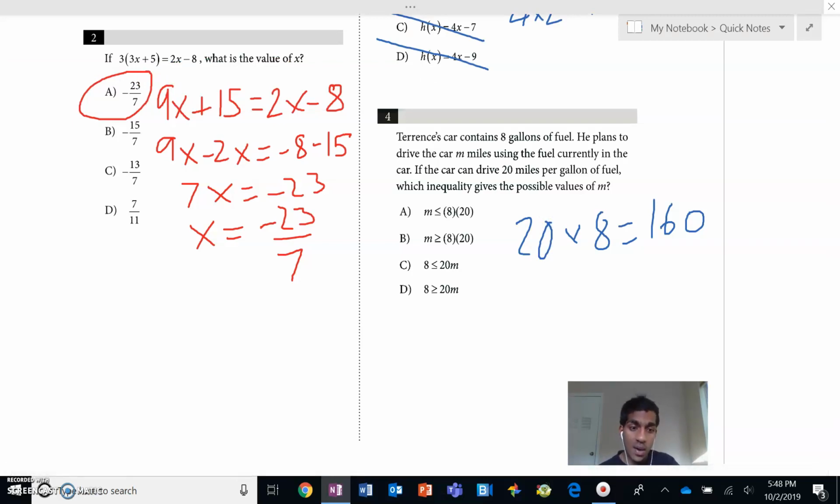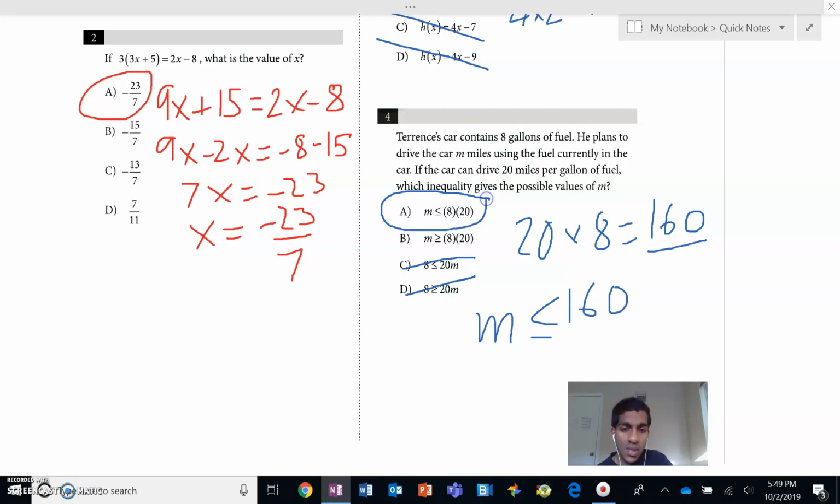So now 160's got to be on one side of the equation, so I know 20 times 8 is 160, so I get rid of choices B and D. And now this might not seem the most obvious thing to do, but you just got to grasp this right now, because you can drive at max 160, which means M should be less than or equal to 160. Because there's no way on earth you're going more than 160 miles, which is 20 miles per gallon at 8 gallons. So our answer choice is A. There we are.